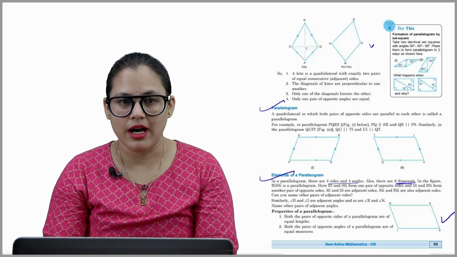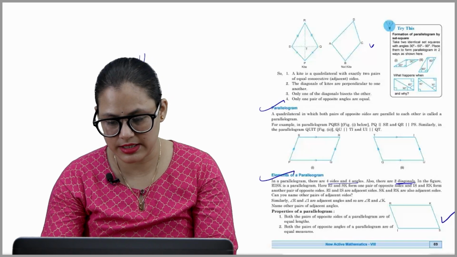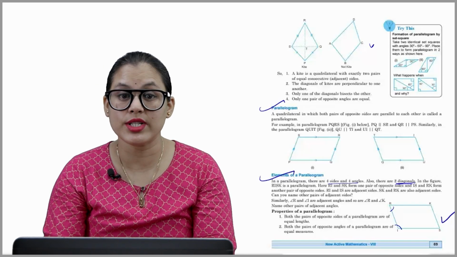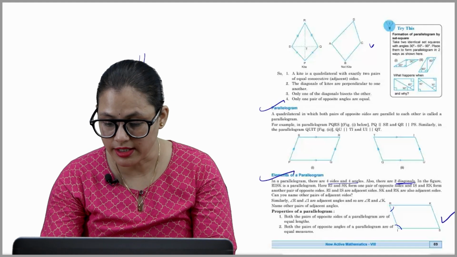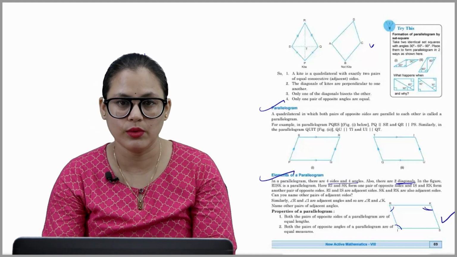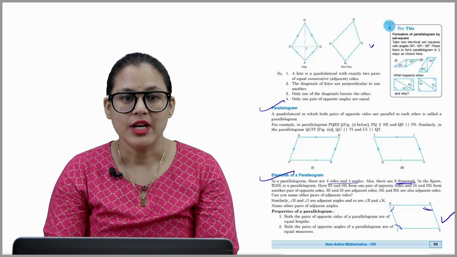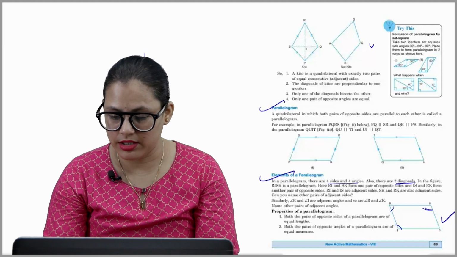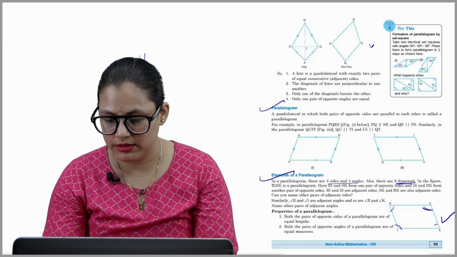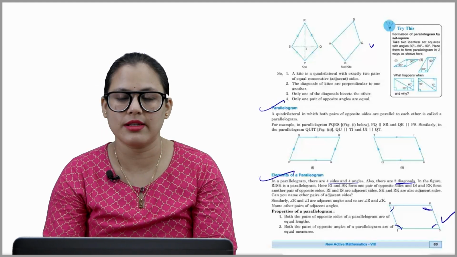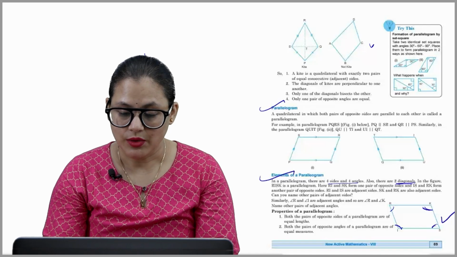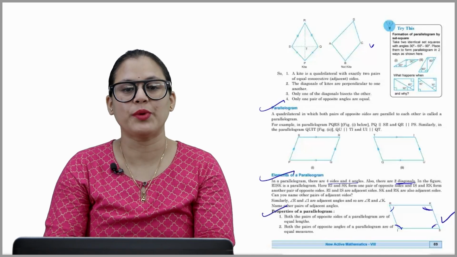Similarly, angle R and angle I are adjacent angles, and so are angle R and angle K. So name other pairs of adjacent angles. Other pairs are angle K, angle S, and angle S, angle I. These are the adjacent angles. Okay. Now let's check the properties of a parallelogram.